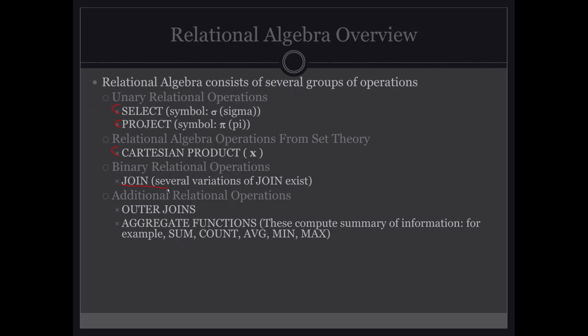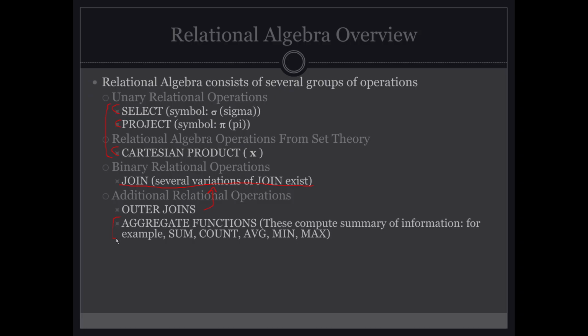Anyways, so you have selection, projection, and Cartesian product. You also have multiple types of joins, and joins are actually just a specific type of combination of these three operations, okay? Outer joins are also included in that.